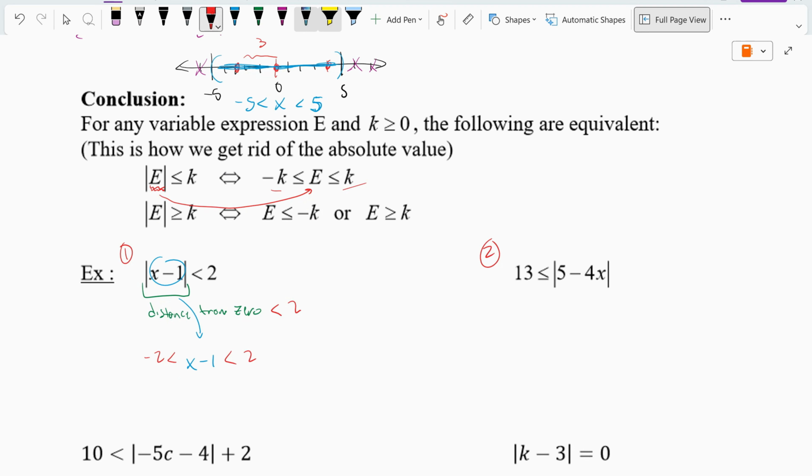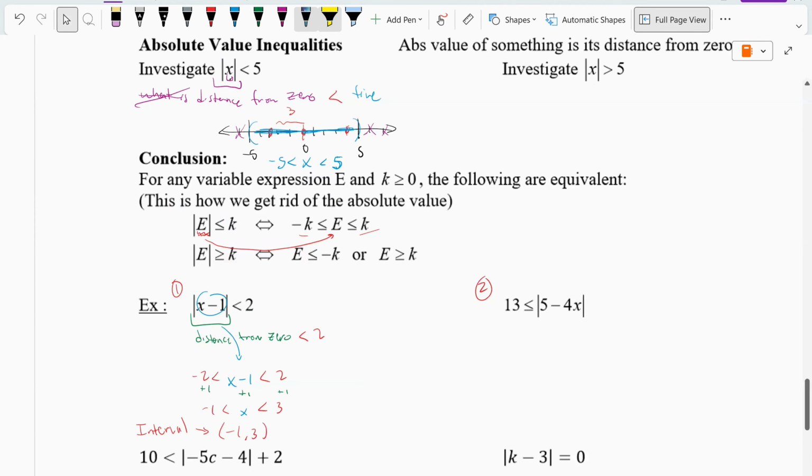How do you isolate x? Add 1 to all three sides. And we say x is between what and what? -1 and 3. Every value from -1 to 3. Open parentheses. That looks a lot like an ordered pair to me, so I'm going to label this an interval so people know it's an interval, not an ordered pair. All right, any questions so far?